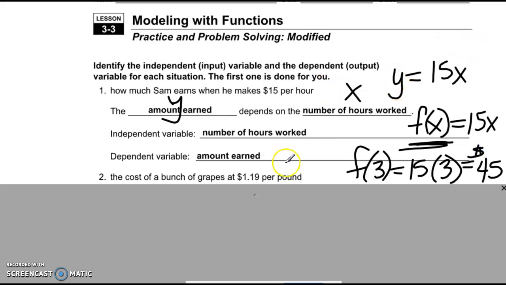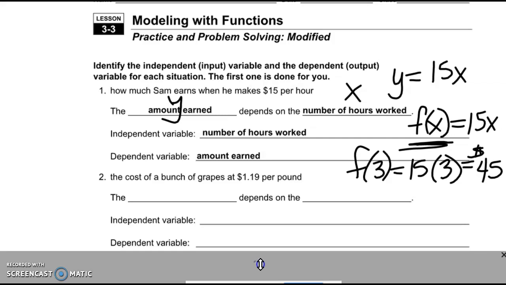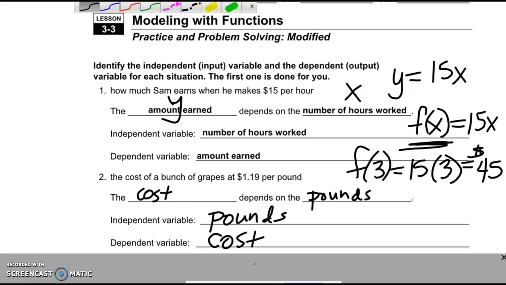All right. So when we were just doing ordered pairs, that was just kind of getting ready for things. Now we are at the big dance when we talk about function notation. Okay. All right, let's look at number 2, the cost of a bunch of grapes at $1.19 per pound. What would we probably try to figure if we're buying grapes? The cost of them, right? So that's going to depend on how many pounds we buy, correct? So in the first blank, you're going to put the cost of a bunch of grapes depends on the number of pounds purchased. So go ahead and write that in. Our equation in standard form is that y equals 1.19x.